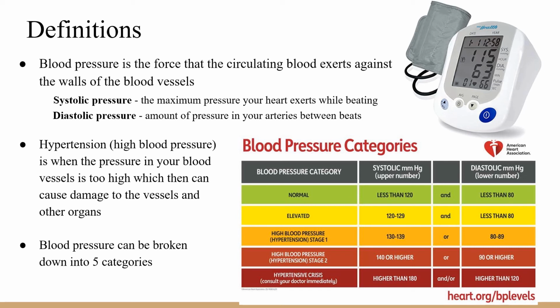A hypertensive crisis is when systolic is higher than 180 and or the diastolic becomes higher than 120. And this is a dire situation because it can lead to a hypertensive emergency and end organ damage.